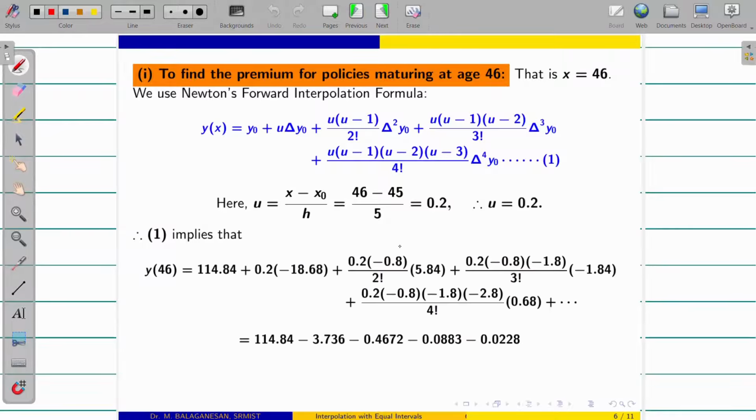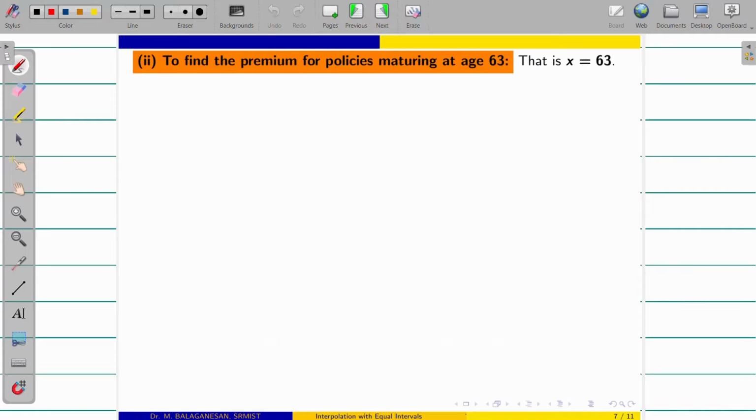Substitute in the first formula. Simplify that. As I told you already, try to solve each and every step separately. Use calculator to do that. Then only you won't do any mistakes. So the premium value, as I told you already, it is lying between those two only. This is the way to conclude whether it is right or wrong. Right. Now come to the second one.